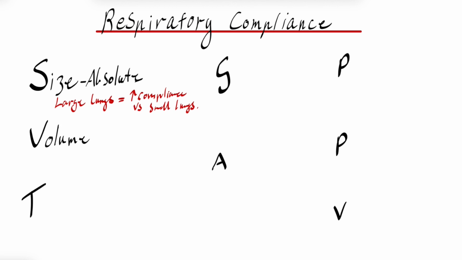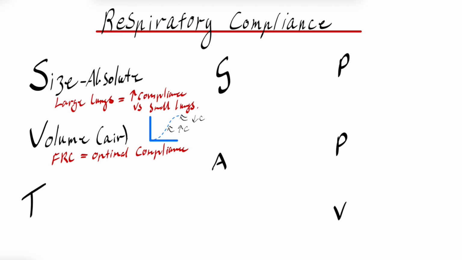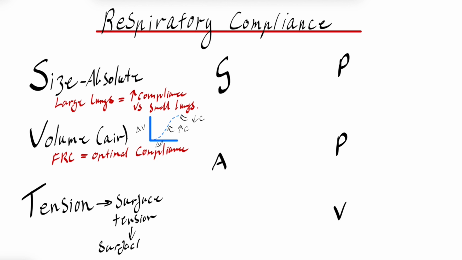The first V is for volume, and this is volume of air in the lungs. And essentially at functional residual capacity, compliance is optimal. And then as we saw on the previous curves, whenever you're at the extremes of volumes the compliance curves flatten out, so you lose the steepness of the compliance angle, then the compliance decreases. So extremes of volume, it decreases. T is for tension, and this is for surface tension, and this is referring to surfactant.